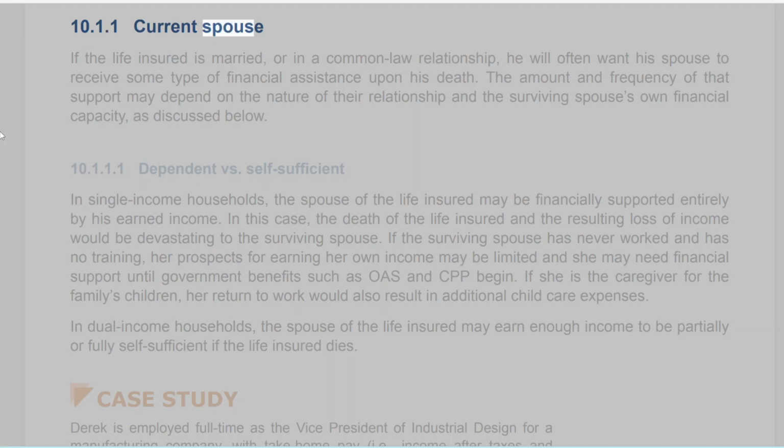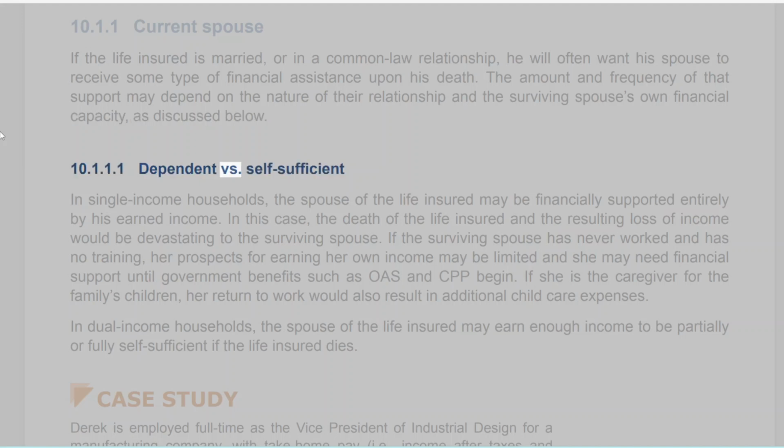10.1.1 Current spouse. If the life insured is married, or in a common law relationship, he will often want his spouse to receive some type of financial assistance upon his death. The amount and frequency of that support may depend on the nature of their relationship and the surviving spouse's own financial capacity, as discussed below.